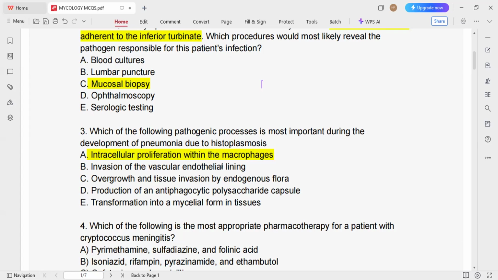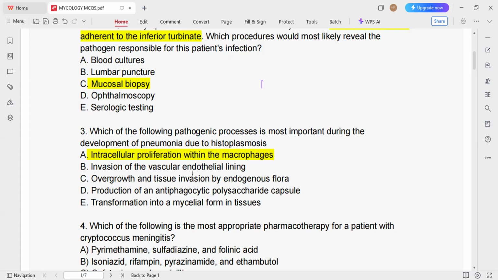Invasion of vascular endothelial lining. What fungus is that? Have you heard of Aspergillus? Yes. So Aspergillus is the one that we call angioinvasive. It invades the vascular endothelial lining. Overgrowth and tissue invasion by endogenous flora. Yeah, there's none like that.